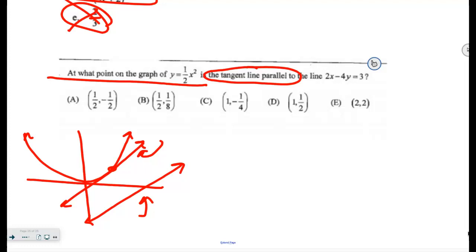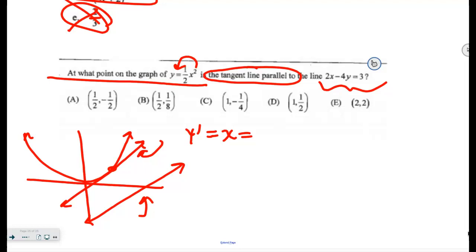So how do I get the slope of my tangent line right here? Derivative. That's what a derivative gives you. So I'm going to take the derivative with the power rule. The 2 will kill off the 2, x to the first. My derivative is just x. Agreed? All right. So my y prime equals x, and I have to set it equal to the slope of this rando line that I'm supposed to run parallel to. So what do I have to do with rando line?